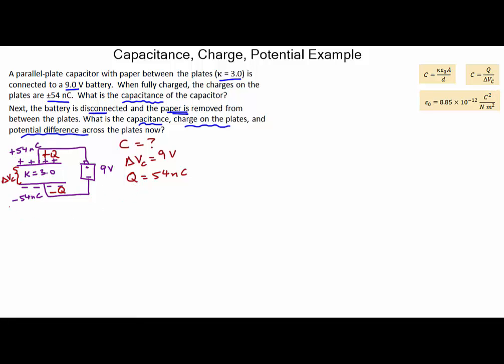So in this case, I would have capacitance equals Q over delta VC. So that would be 54 times 10 to the negative 9 coulomb divided by delta VC, which was 9 volt. And this gives me 6 times 10 to the negative 9 farad. Coulomb over volt is farad. And I can write this if I want as 6 nanofarad. So that's our answer to this first part here.